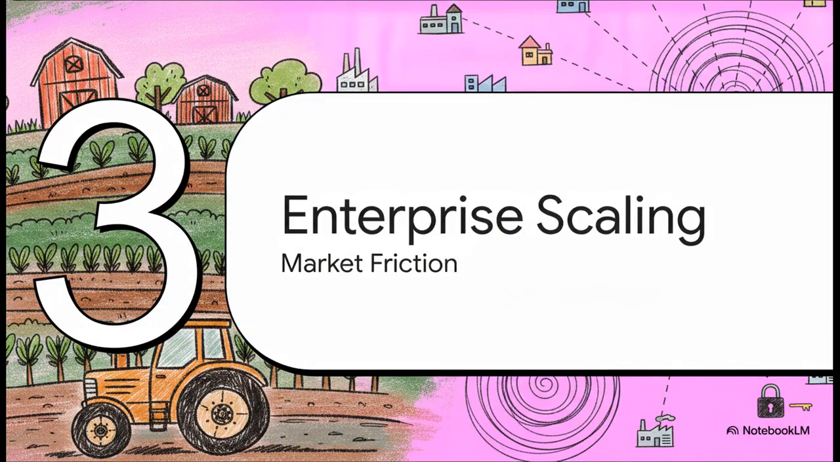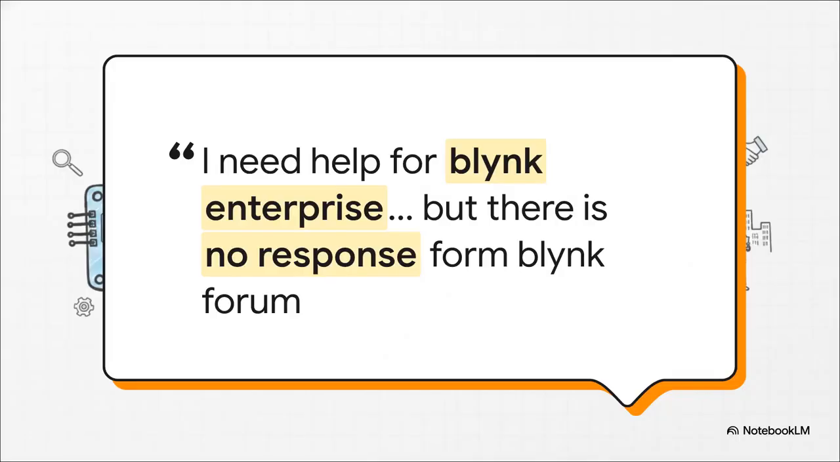That brings us to section 3, the enterprise scaling challenge. Let's look at the friction in the market. Prototyping a smart agriculture system is an incredible achievement. But what happens when you want to take that brilliant prototype and turn it into a commercial product you can actually sell to hundreds of farms? Well, the friction of scaling is very, very real.